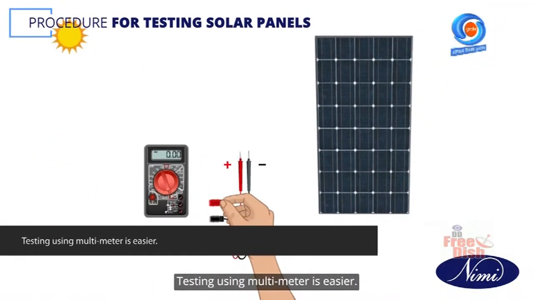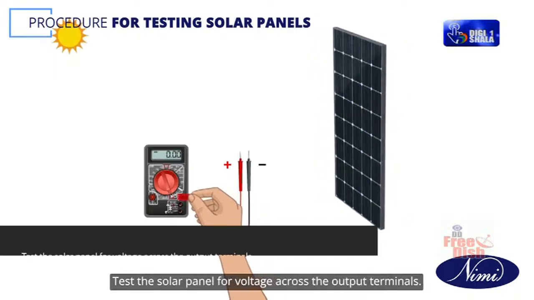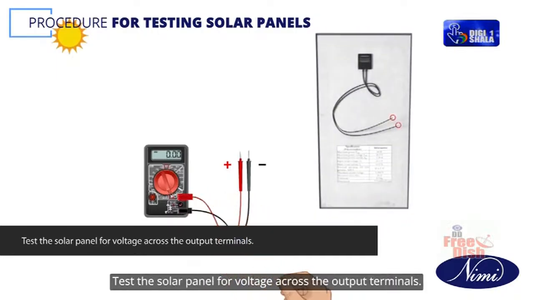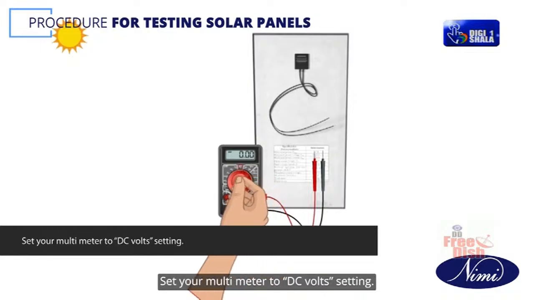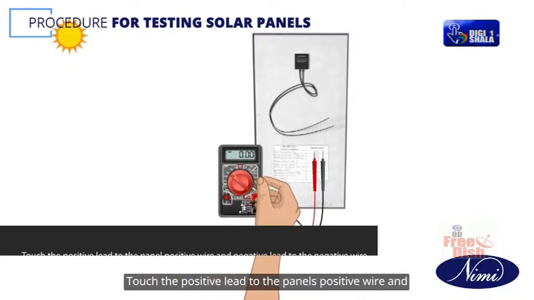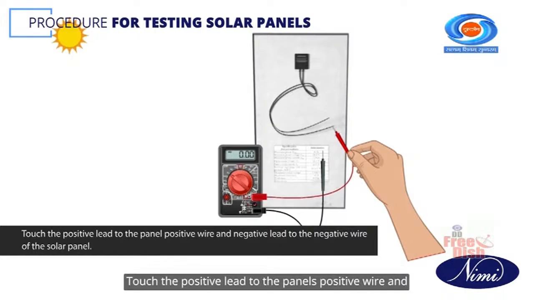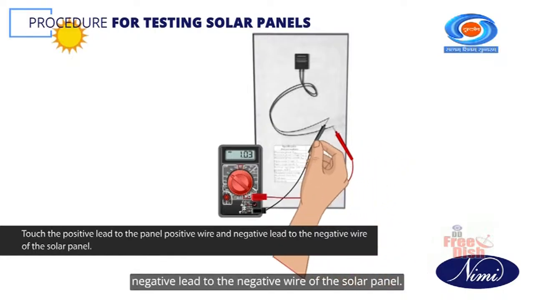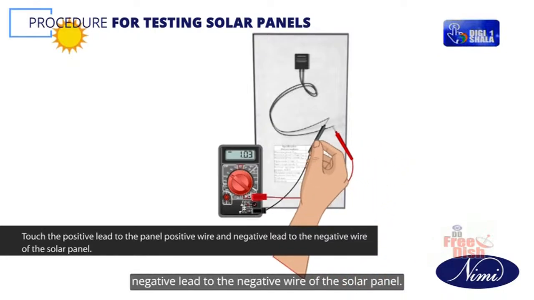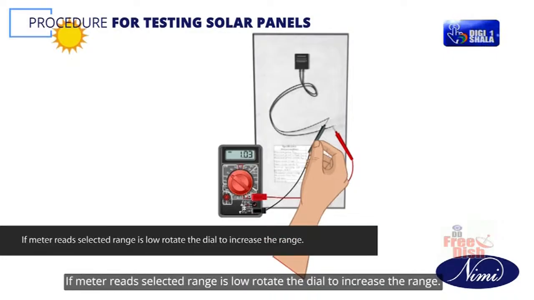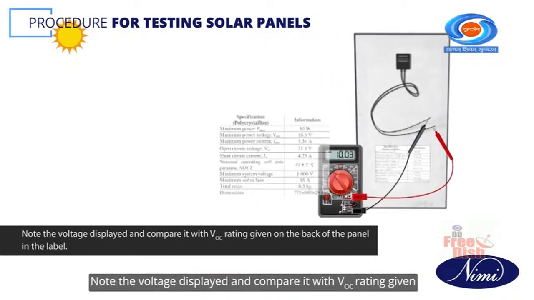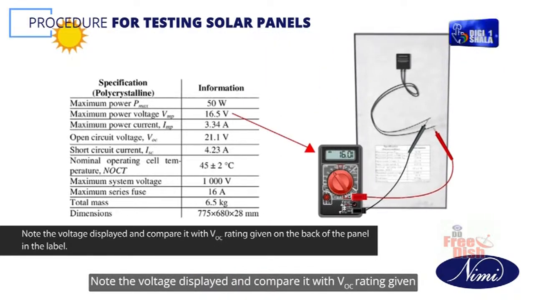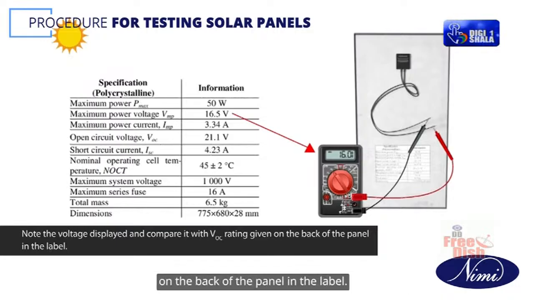Testing using a multimeter is easier. Test the solar panel for voltage across the output terminals. For this, first keep the solar panel in sunlight. Set your multimeter to the DC volts setting. Touch the positive lead to the panel's positive wire and the negative lead to the negative wire of the solar panel. If the meter reads that the selected range is low, rotate the dial to increase the range. Note the voltage displayed and compare it with the VOC rating given on the back of the panel in the label.